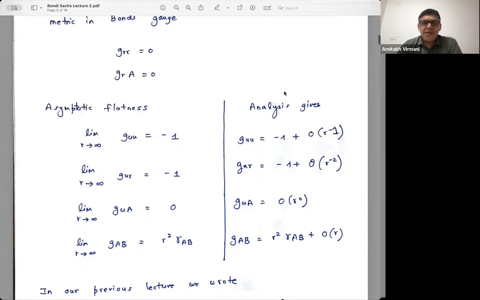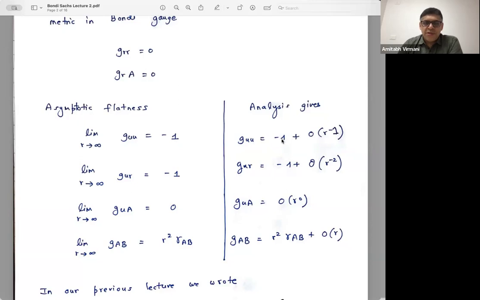A detailed analysis, which was not done over one night. This analysis was done over many papers, and it took many years. There are like 13 papers that Bondi and co-authors wrote in order to sort of finalize this discussion. So a detailed analysis shows that these are the correct boundary conditions to use.